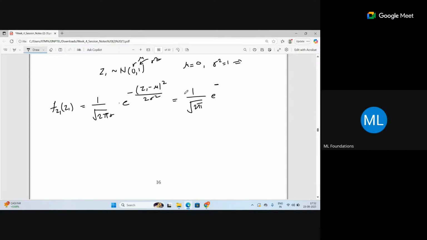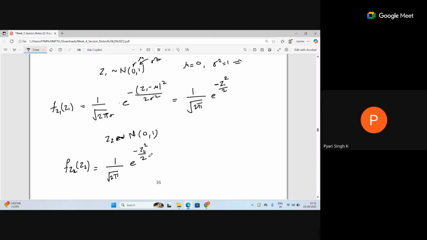And here it is z1 square upon 2, right? Because mu is 0 and sigma square is 1. Is that okay? Right. Suppose there is another variable which is z2, correct? And it is also normally distributed with mean 0 and variance 1. What will be the PDF of it? Again, it will be 1 by root 2 pi e to the power minus z2 square by 2.